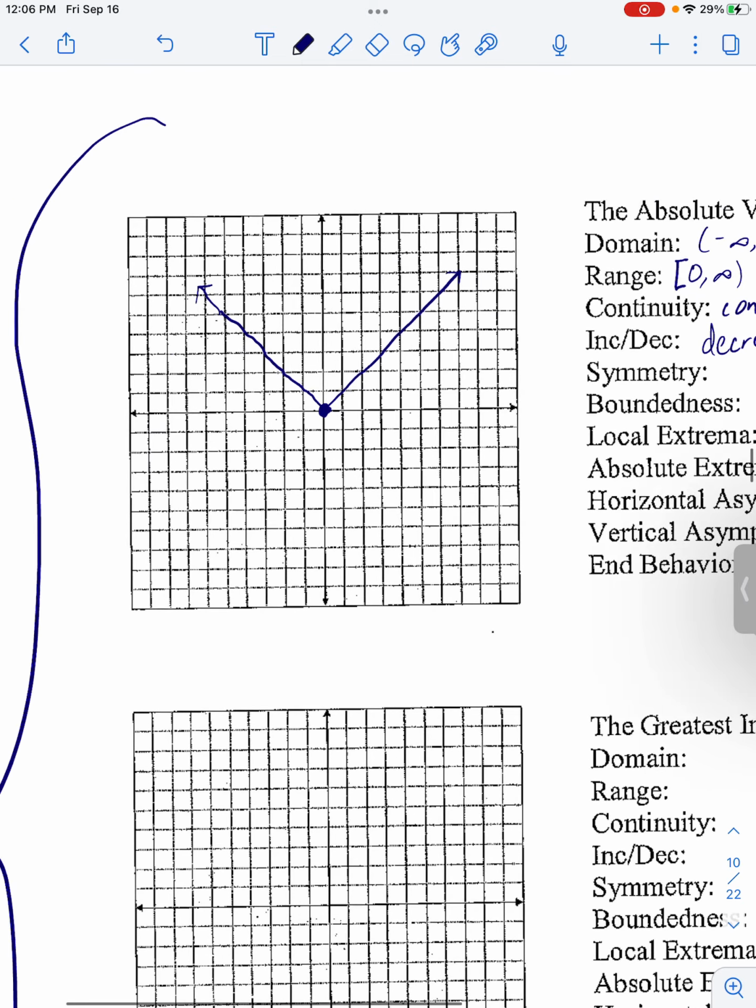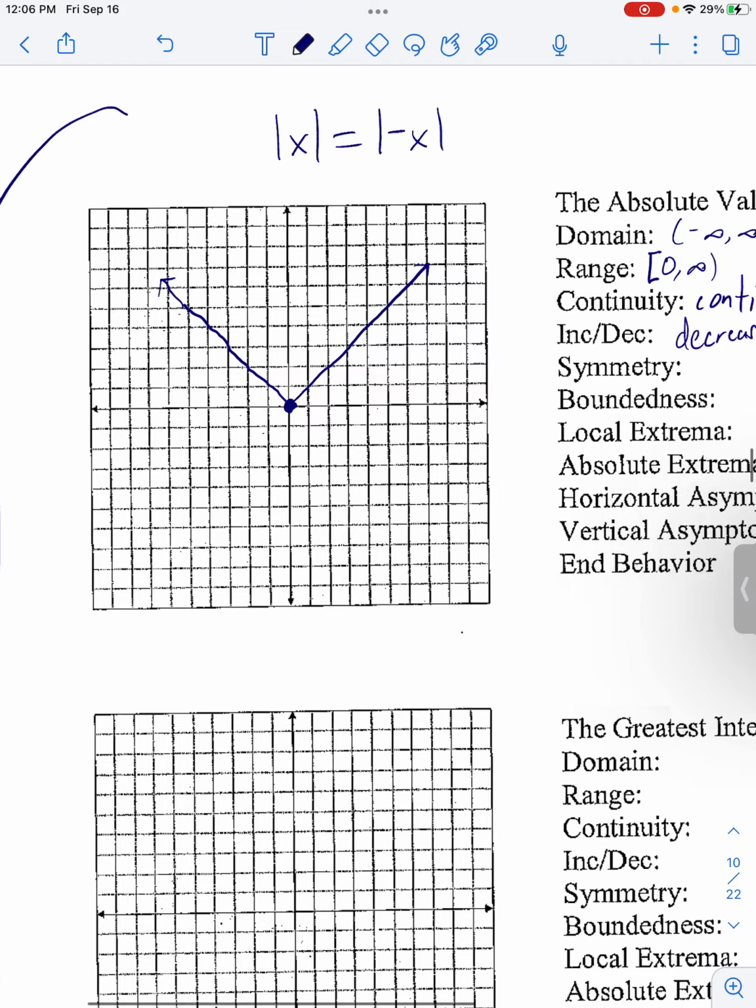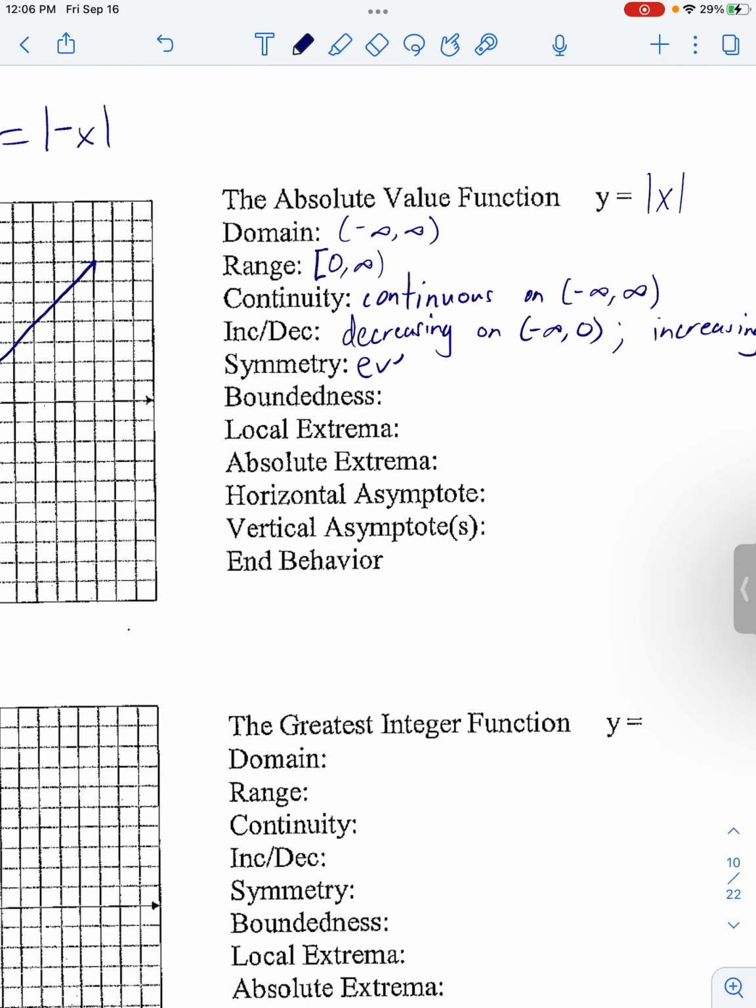Symmetry. Look, what do we got here? This graph is a mirror image across the y-axis, okay? Another thing we note is that the absolute value of x equals the absolute value of negative x. So our symmetry here is even.